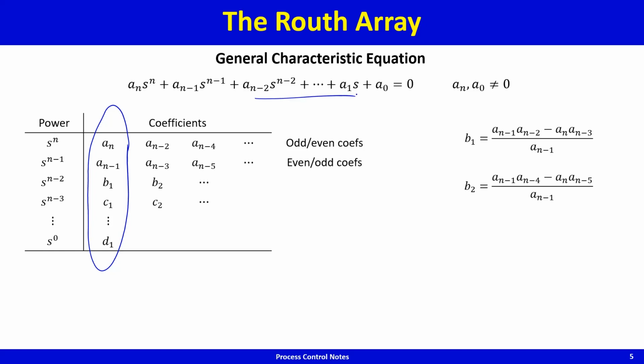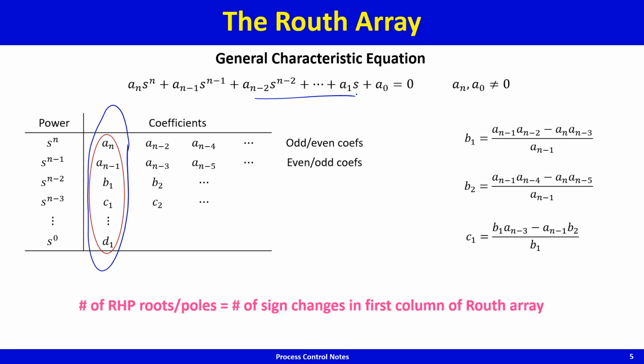So just reinforcing how the elements are calculated. After preparing the array, the number of right half plane roots of the characteristic equation, or poles of the transfer function, is equal to the number of sign changes in the first column of the array. That's the Routh array technique, and it is best understood through examples.